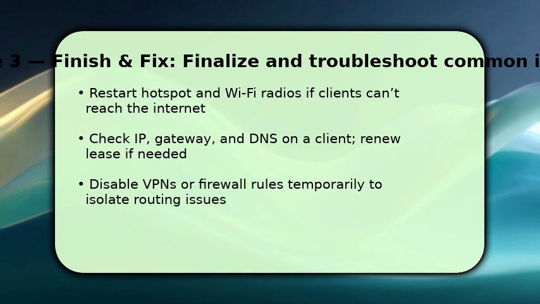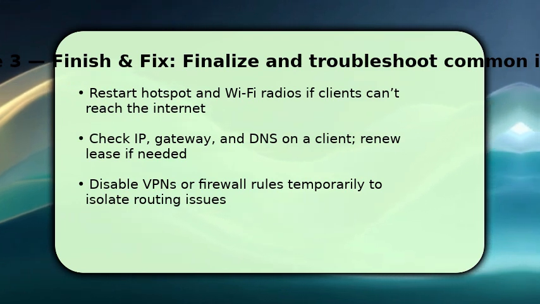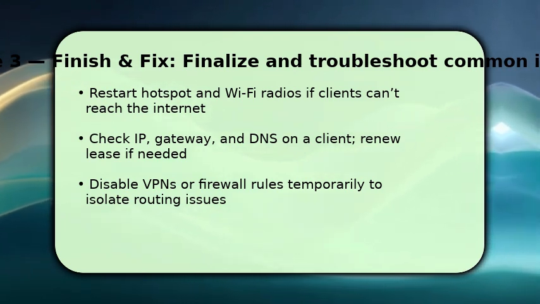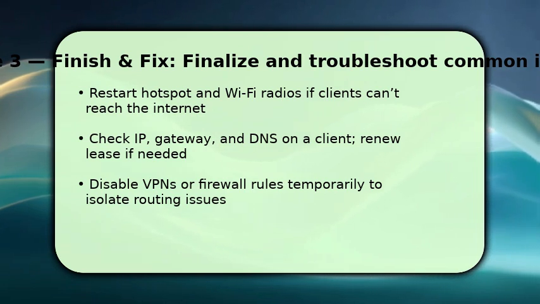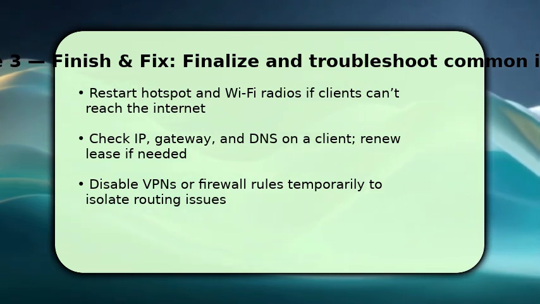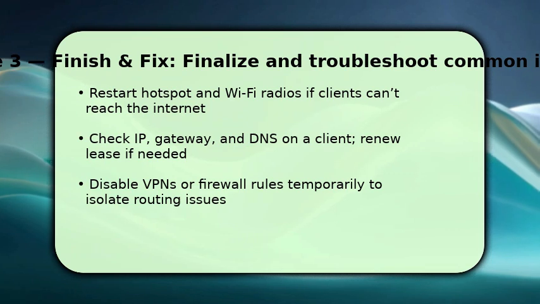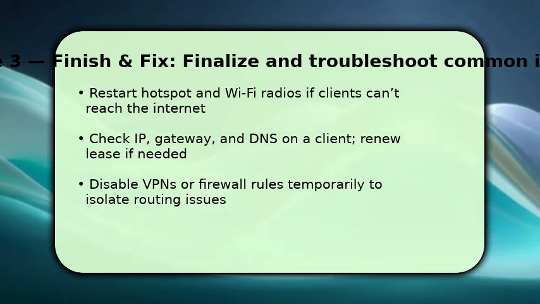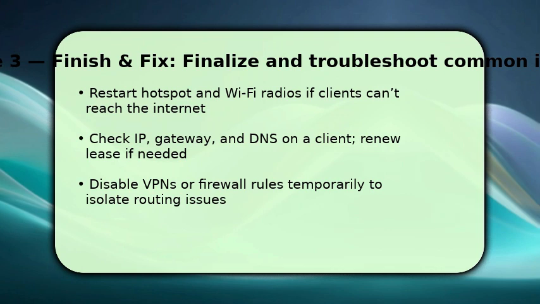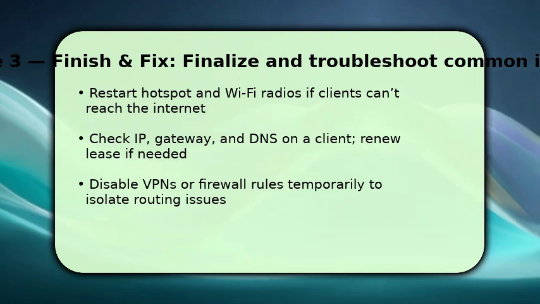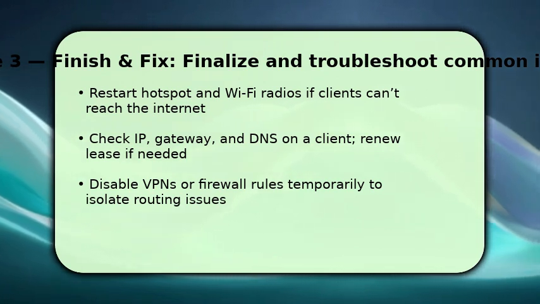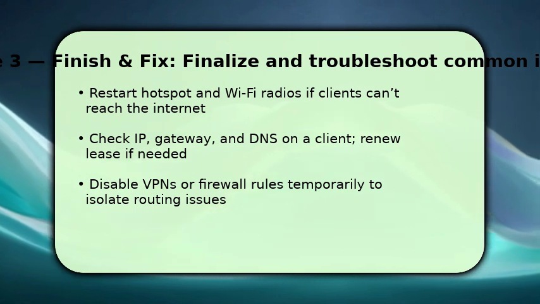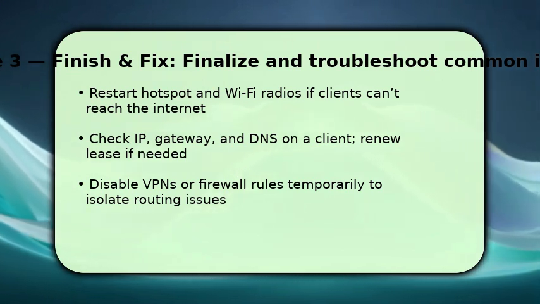If things fail, restart both the hotspot and the source Wi-Fi radio. This clears stuck routes. Then, inspect client IP, gateway, and DNS settings and renew the DHCP lease. If you use a VPN or strict firewall, disable it briefly to see if it's blocking NAT or split tunneling. One key troubleshooting tip: toggling the tethering option often restores correct routing without deeper changes.